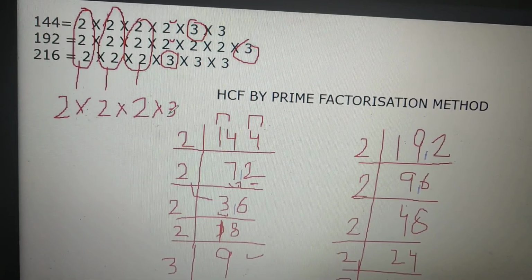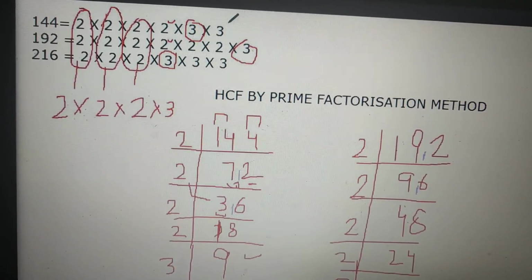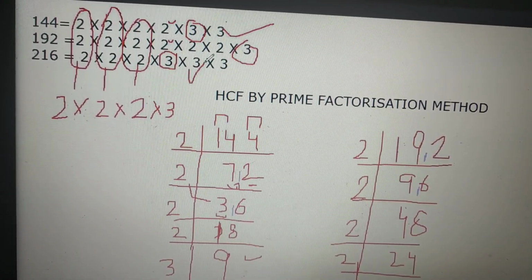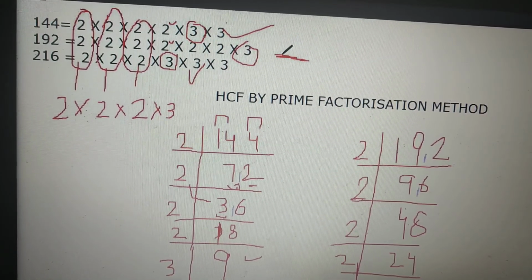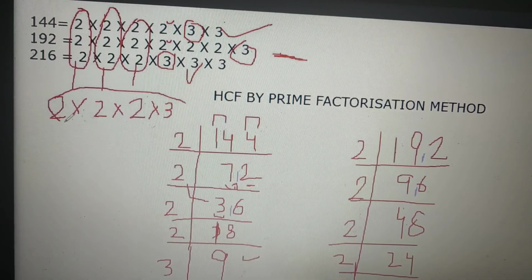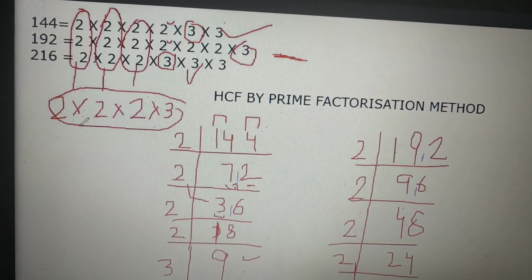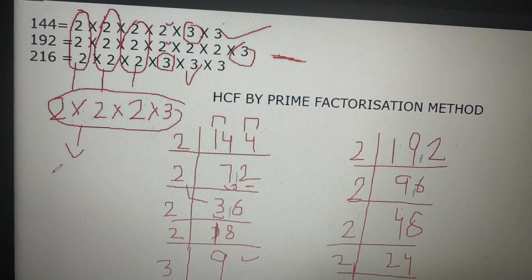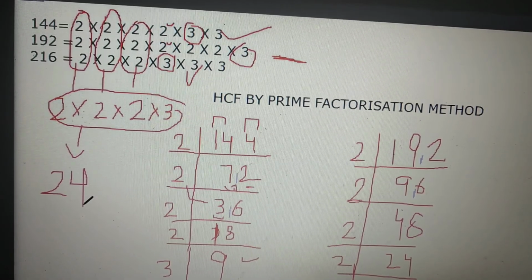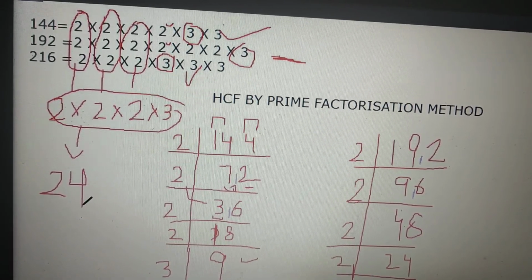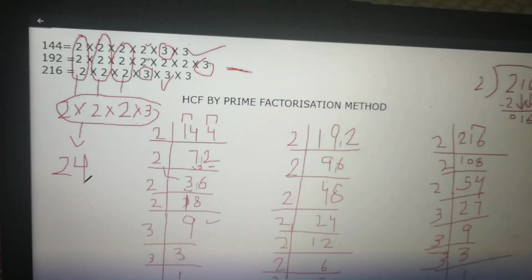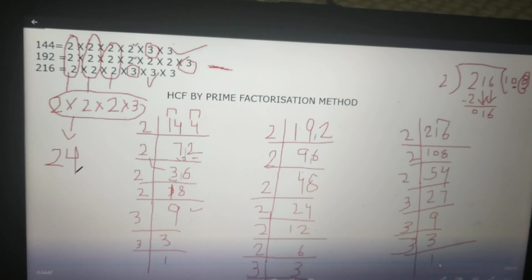Now let me check if I am getting any other common pair. I am getting this 3 here and this 3 here, but there is no 3 left in 192, so I will not consider it. I will only take these common factors of 144, 192 and 216 and multiply them all. After multiplying, I am getting 24. That means 24 is the highest common factor by which all these numbers are completely divided. Or we can say 24 is the greatest common divisor of all these three numbers, 144, 192 and 216.